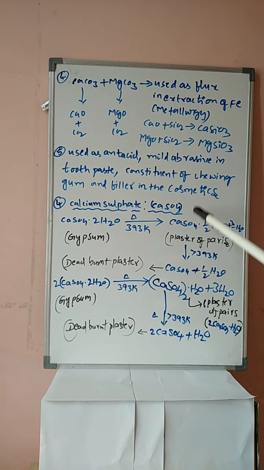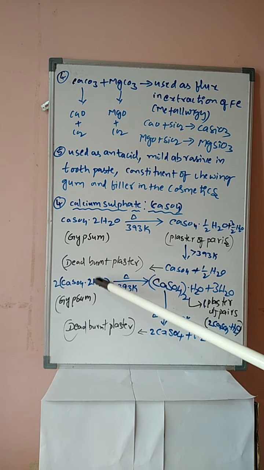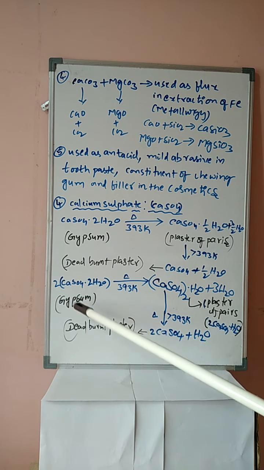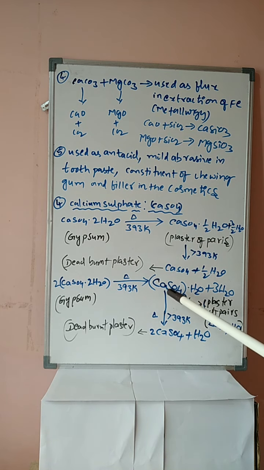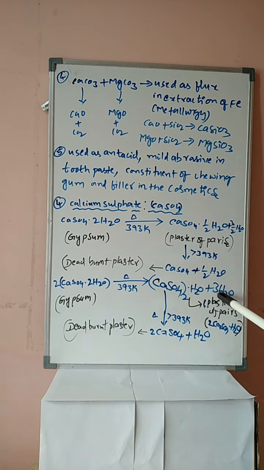The same reaction can be represented in another manner. It is also expected in competitive examinations, students. Instead of one molecule of gypsum, they are considering two molecules. Two molecules of calcium sulfate dihydrate, two molecules of gypsum, are heated at a temperature of 393 Kelvin to form calcium sulfate H2O plus 3H2O. Here 2 into 2, 4 water molecules are present. Here 3 water molecules are lost, and 1 water molecule remains with the calcium sulfate. This is known as plaster of Paris.